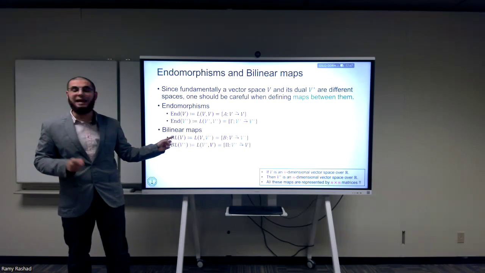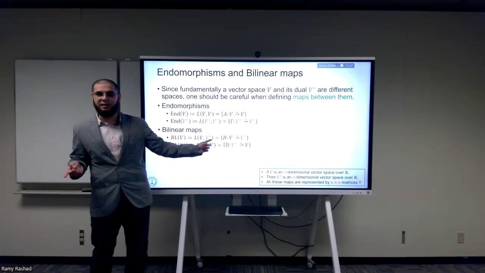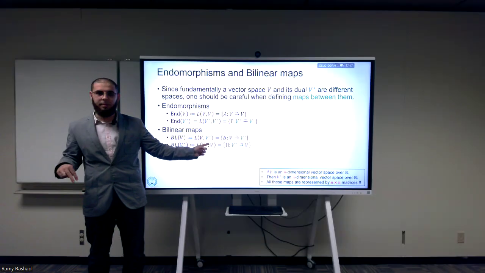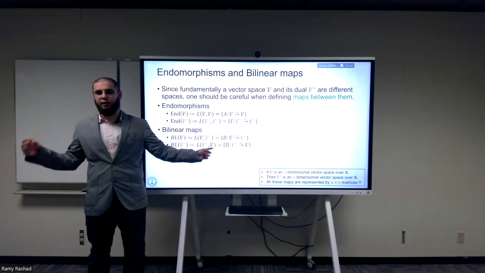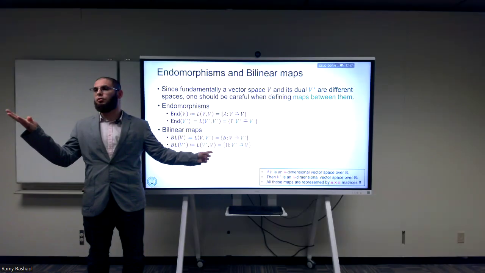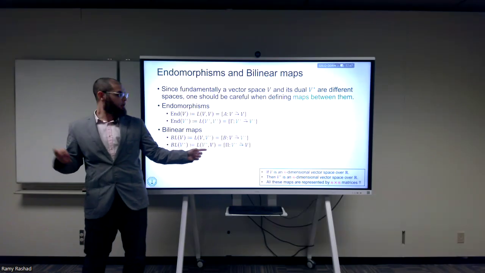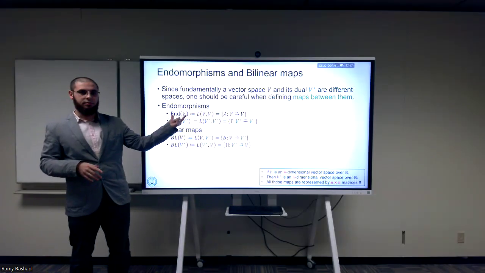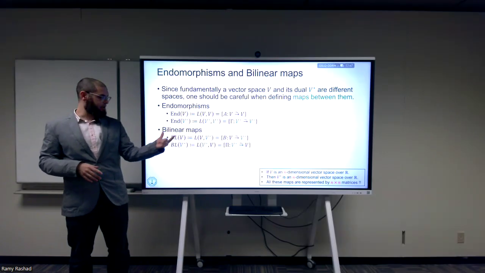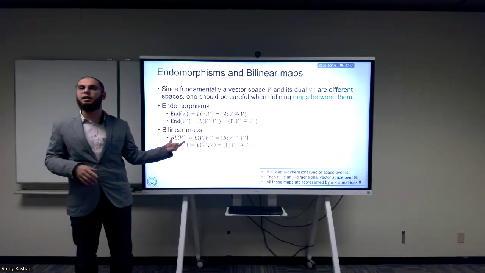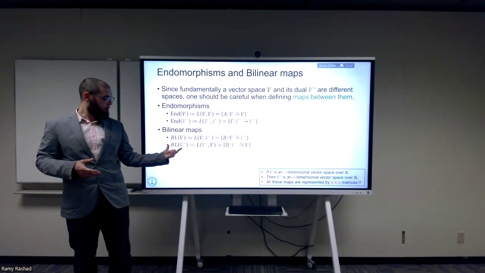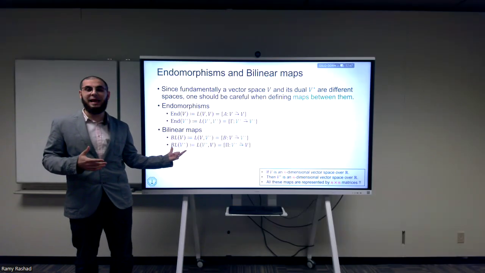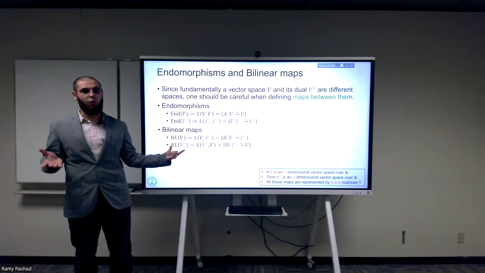I can also have linear maps from V to V star or linear maps from V star to V. So we have four possibilities. So we have the End of V, the End of V star. We have, these are called bilinear maps or bilinear forms. So it's another space of maps, and the BL of V star is a fourth space.